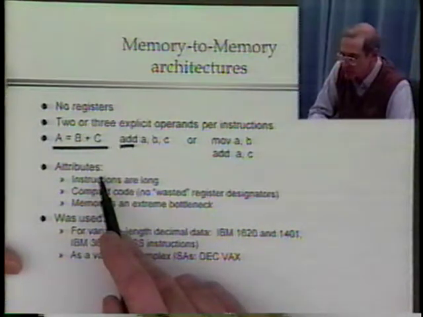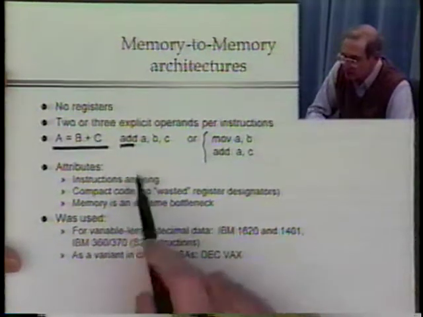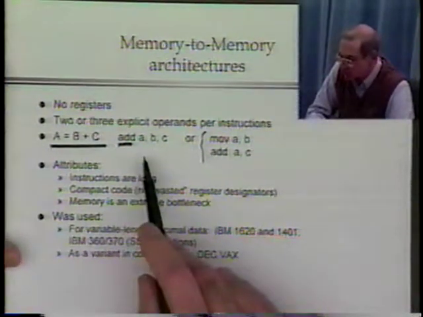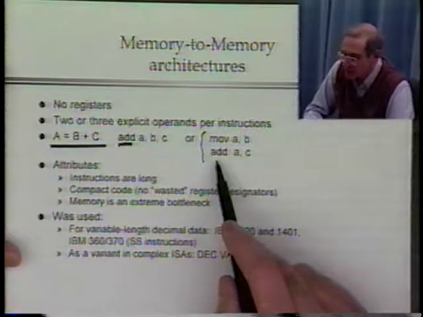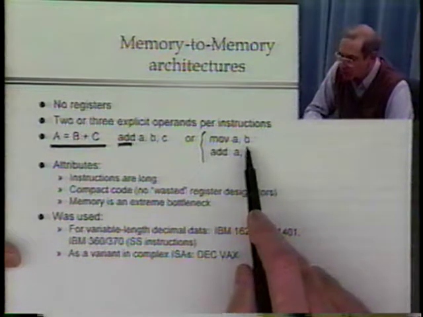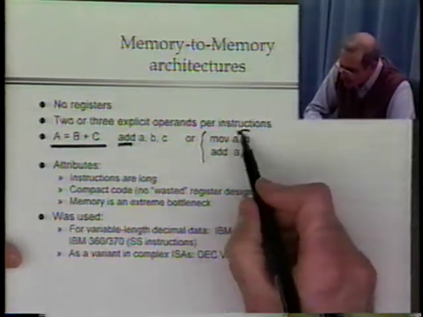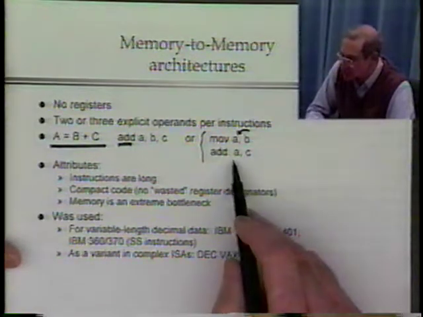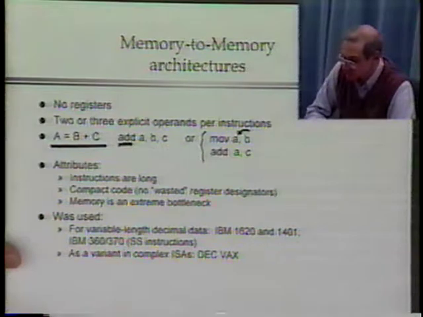A compromise might be to allow only 2 operands per instruction, in which case you wind up having a destructive ALU operation. So in order to get the equivalent of A equals B plus C, you first have to move one of the operands to the target location. This moves B to A, and then add into A, which is now the value that B was, C, to get the sum of B and C into A. Another alternative.